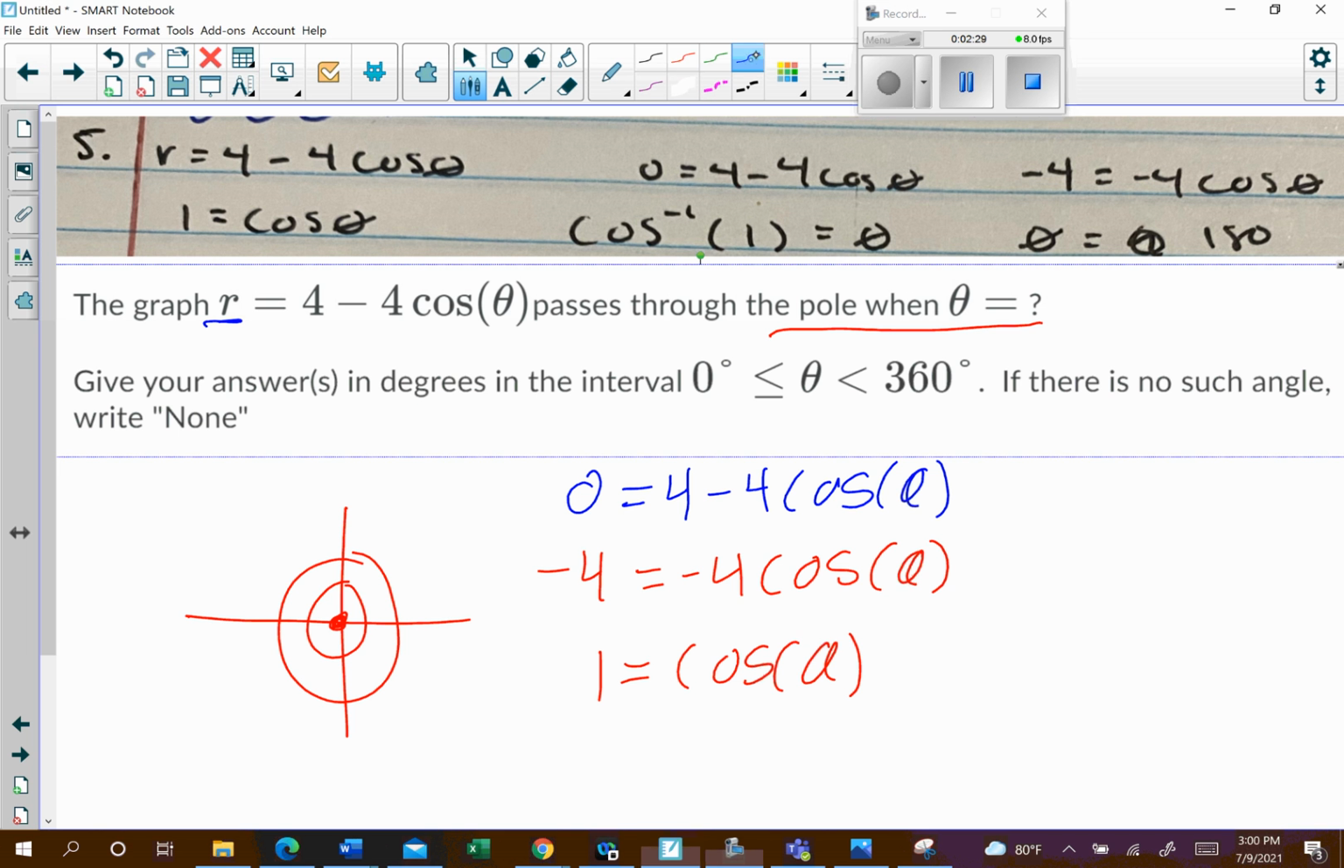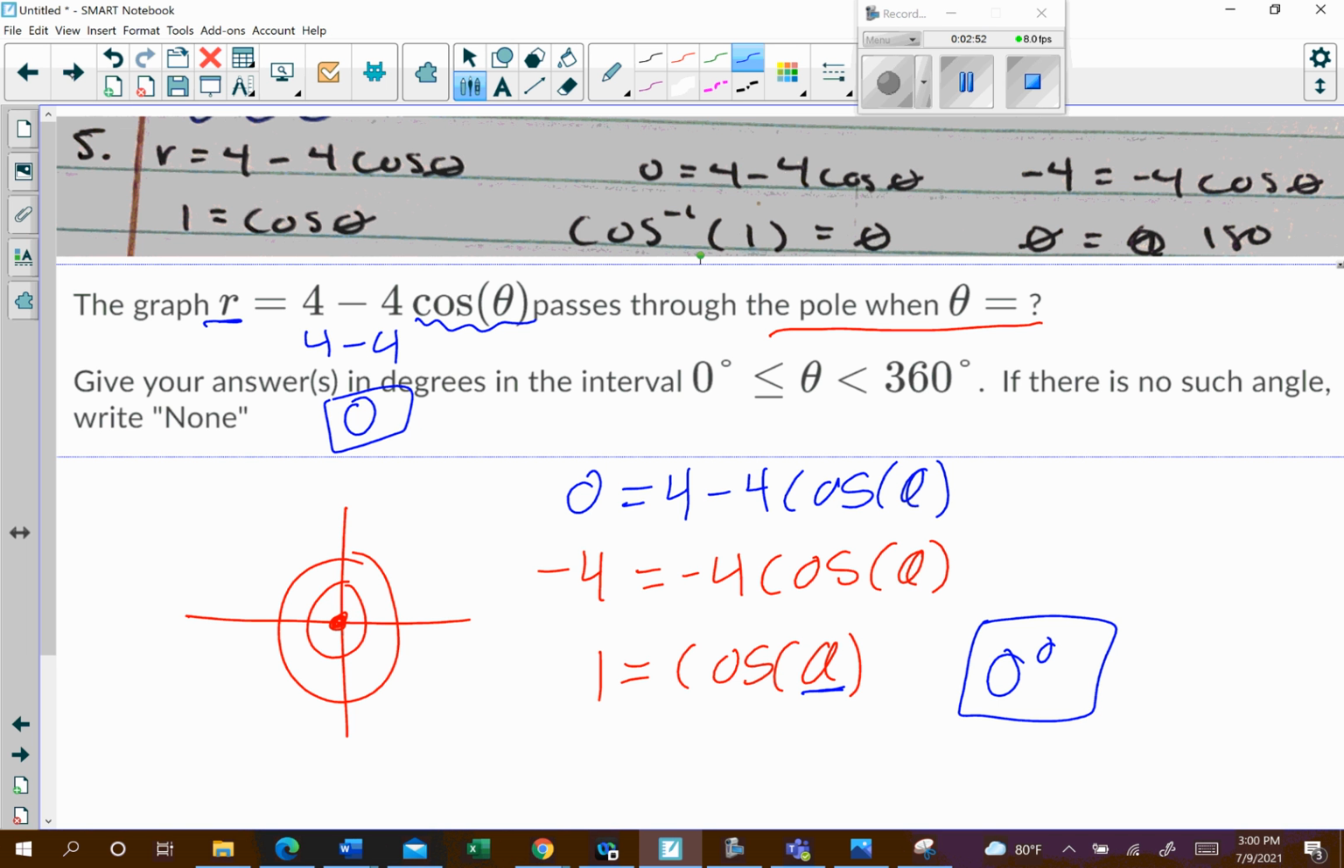Okay, and so looking at this, cosine of theta equals 1, that would be at 0 degrees. At 0 degrees, cosine of theta equals 1. And so if you were to plug that in, this would be 1, and then you'd have 4 minus 4, which then gives you a radius of 0. So you're going to be at the pole. You'll be going through the pole at that point.